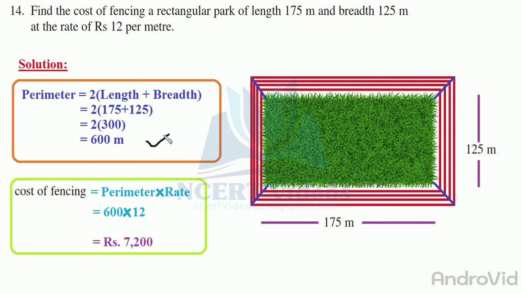Now the total cost of fencing equals perimeter into rate. Perimeter we have calculated, rate is given to us, that is 12 rupees per meter. So when you multiply 600 by 12, first simply multiply 12 into 6 to give you 72 and then attach 2 zeros. This is the fast way of multiplication. So this was your question number 14.